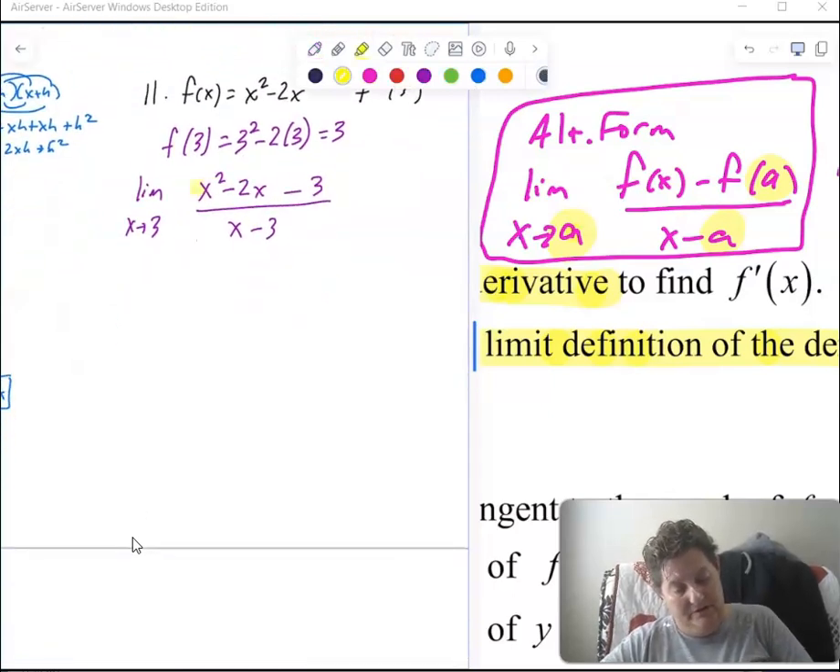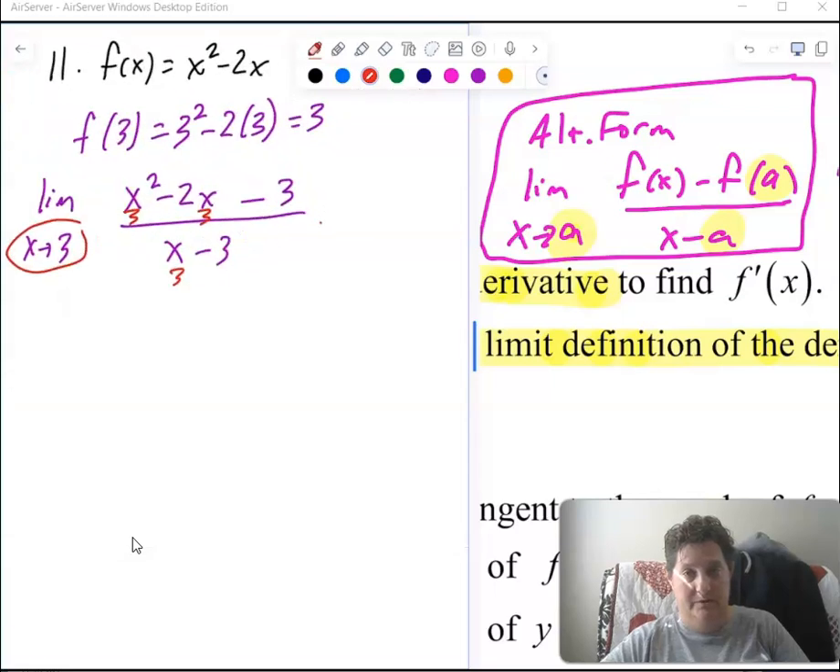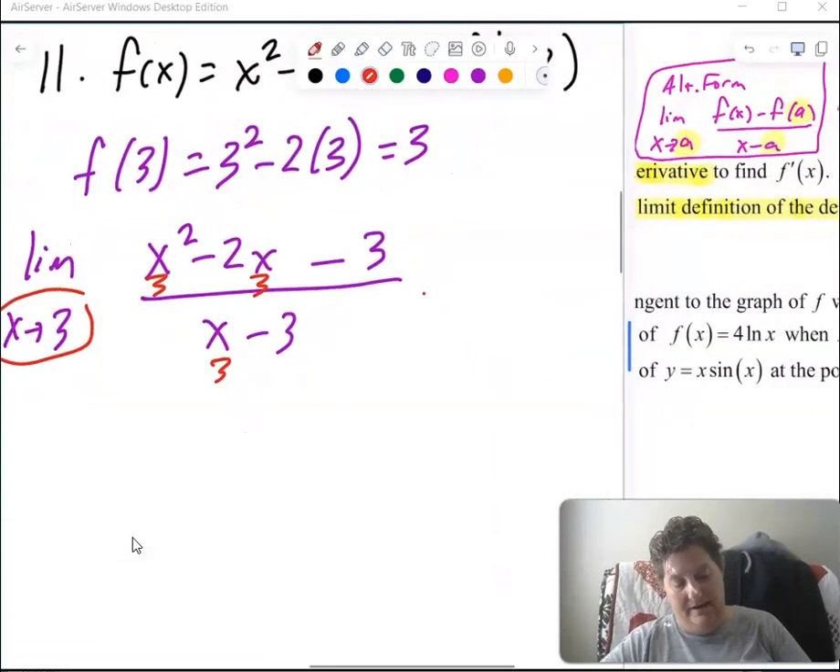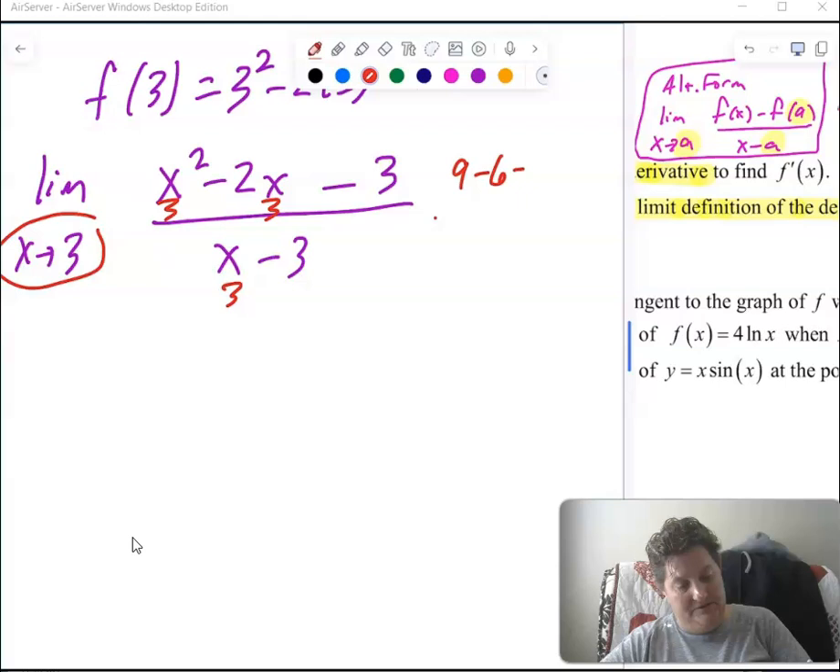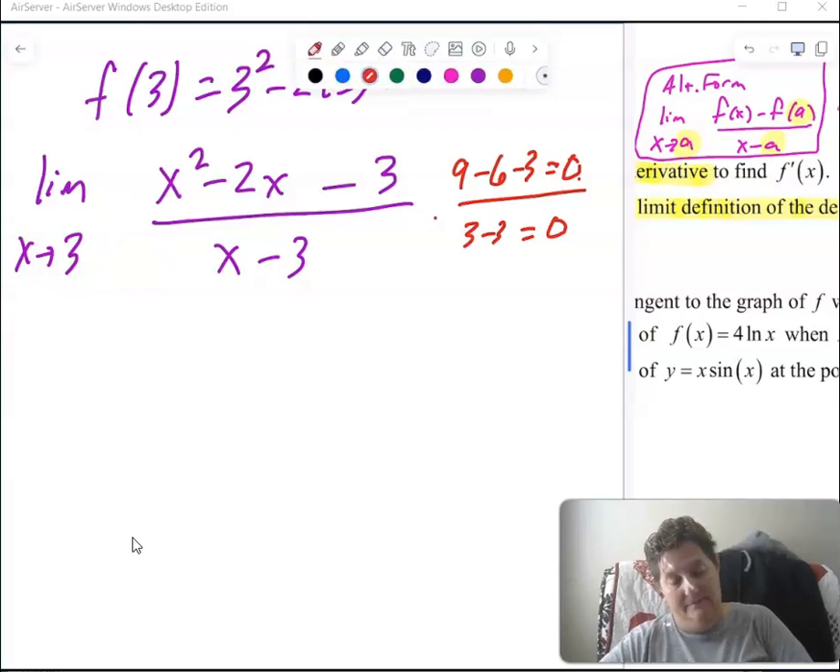So look at the different parts. f of x is right there. f of 3 is right there. I found that over x minus 3. Now what happens when I try to plug in 3? Because we know with numerical limits, the first thing we do is we try to plug it in. Well, I get 9 minus 6 minus 3, which is 0, over 3 minus 3, which is 0. I get 0 over 0. We know that means that we have to do something, usually factoring. So I'm going to go ahead and factor.